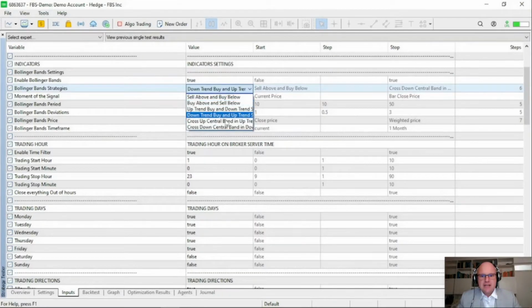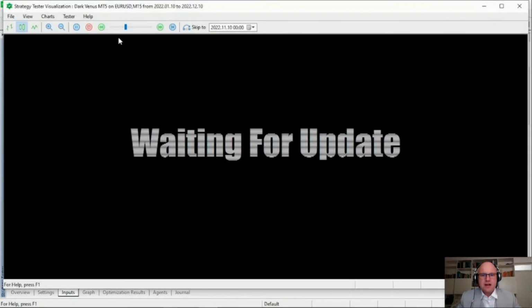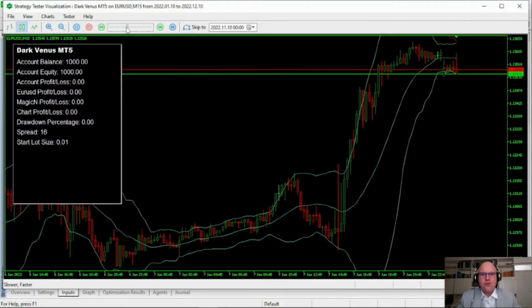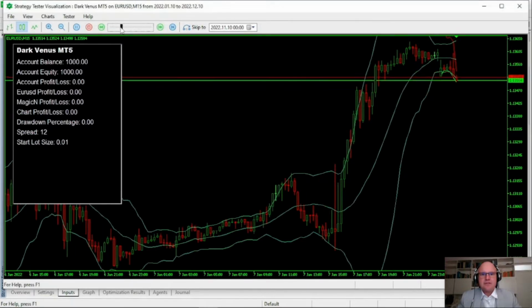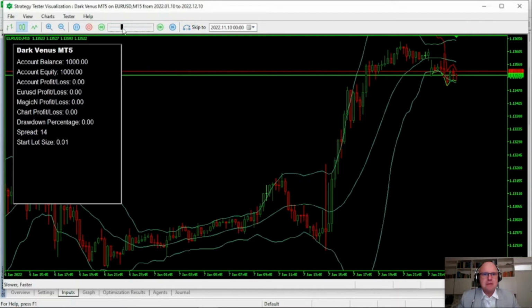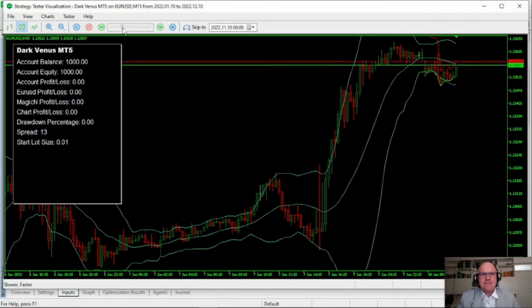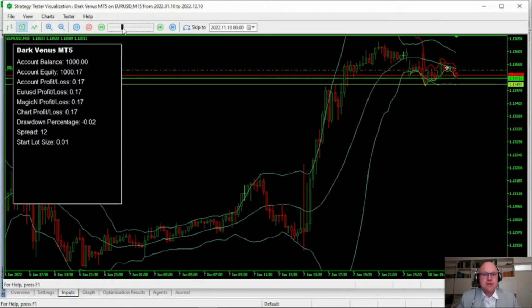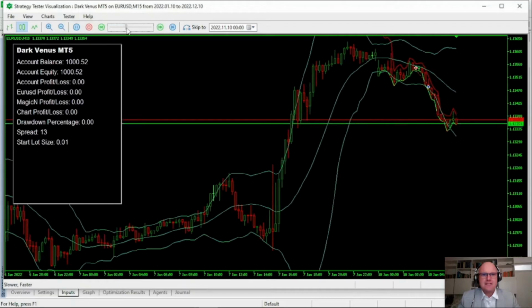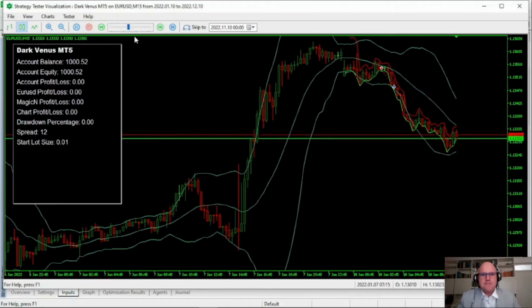The next one that we are going to take a look at is cross up the central band in an uptrend and cross down the central band in a downtrend. Now, cross up the central band in an uptrend has a couple more criteria that are different from the other option. The strategy is more complex because it requires 2 conditions to be met. A downtrend of at least 5 bars is required, and it is also necessary that the central band is crossed by the price in the direction of the order.